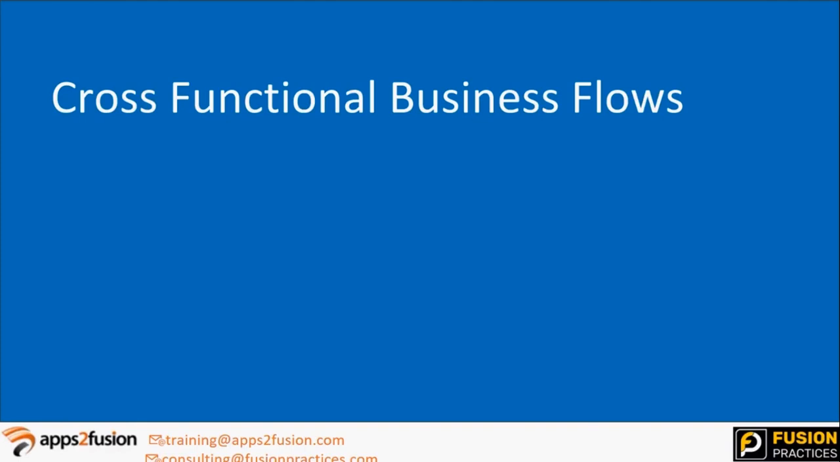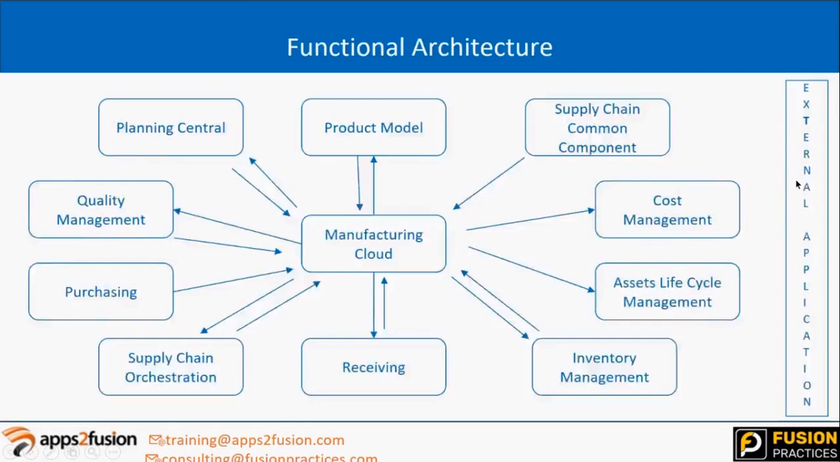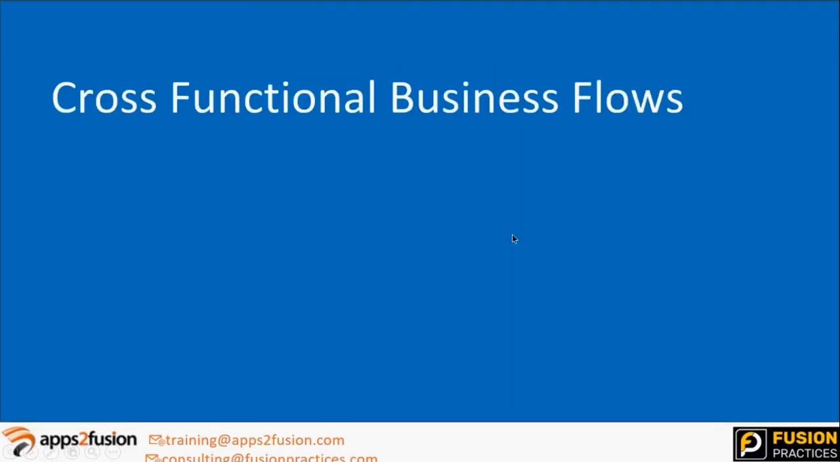These are called cross-functional business flows because each of these business flows, like if I go to the previous slide, will touch different modules in the supply chain. And that's why these are called cross-functional business flows. In certain Oracle terms, they're also called advanced flows, like advanced fulfillment flows, because they touch multiple components.